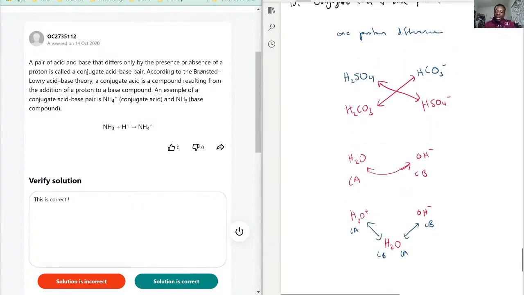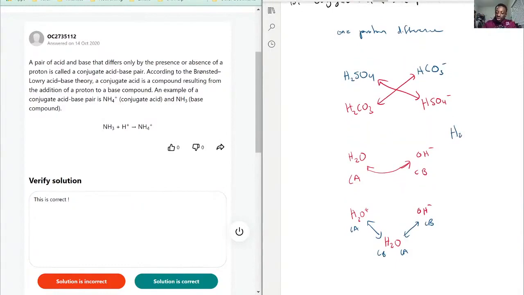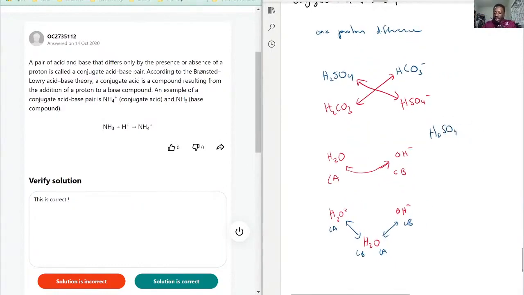So even if I had H2SO4 and then HSO3 minus, this is sulfuric acid, and this right here is hydrogen sulfide. You can see here the difference is that there's a 4 and a 3 oxygen. Those two will not be conjugate base pairs, even with that slight difference, because different amount of oxygens. All we're looking for is that they differ in one proton, the hydrogen.